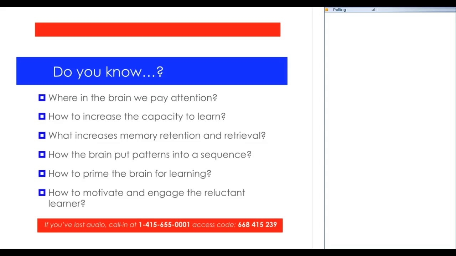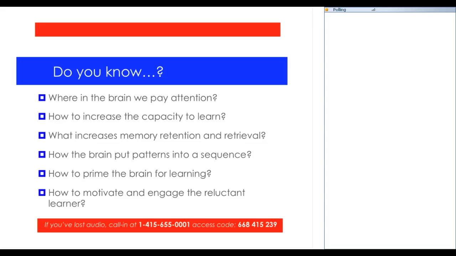How do different people and different brains learn? For instance, how does the teenage brain learn, and how is that different from the elementary brain? We're going to talk about brains in poverty, when they're under such great stress, and what happens in the brain.